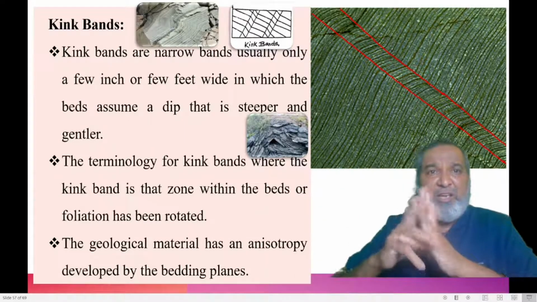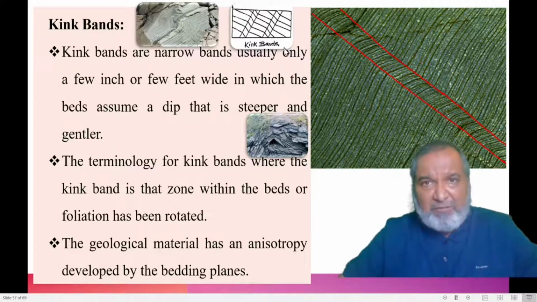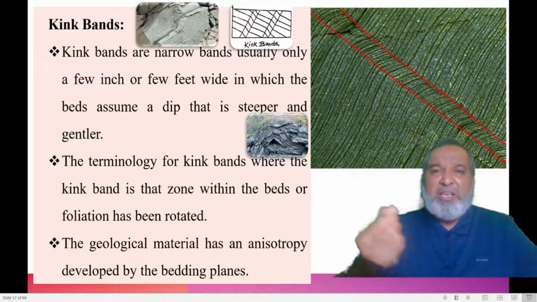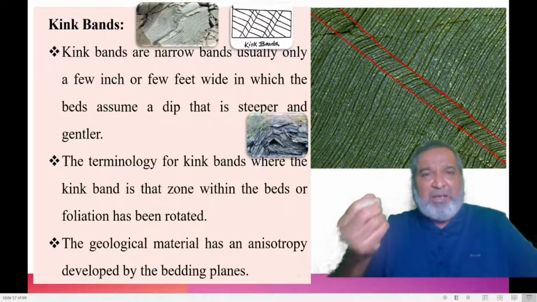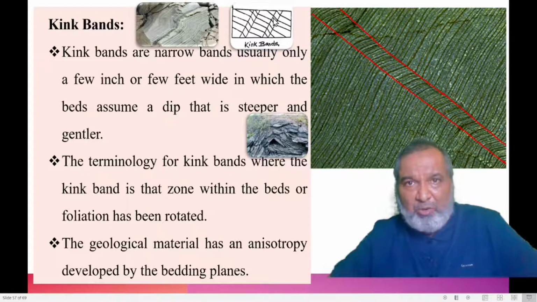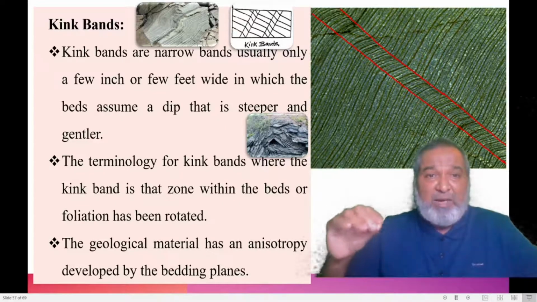The next one, kink band. Kink bands are narrow bands. You can see here we have shown a narrow band in the middle. Within this narrow band, a few inches to a few feet wide in the beds, the beds assume a dip that is steeper as compared to the normal one. In this case, this is a steep one. You can see, this is a very clear one. A steep angle will be there, and that will be called a kink band.